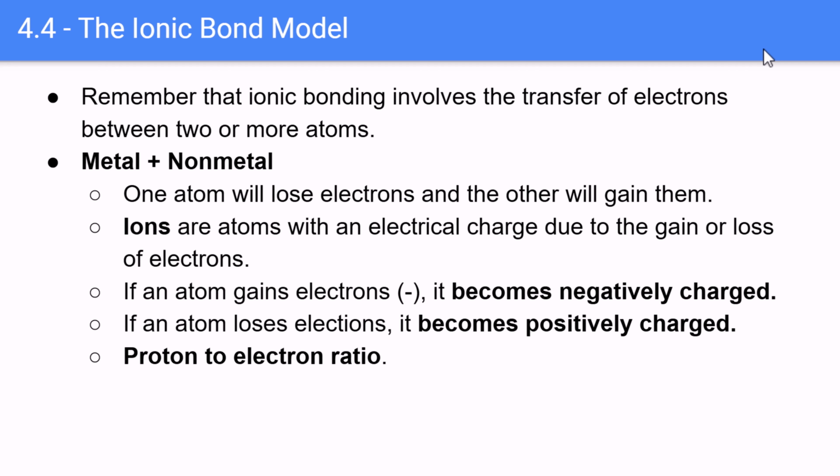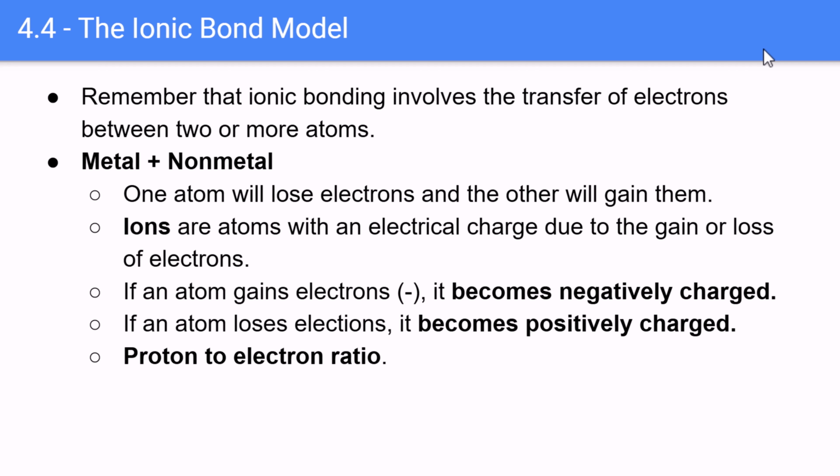So remember what happens with ionic bonding. It involves the transfer of electrons between 2 or more atoms, and this involves a metal and a nonmetal. So what this means is that when electrons are transferred from one material to another, something is going to lose electron or electrons, and something is going to gain an electron or electrons. Ions is the term that we use to describe atoms with an electrical charge due to a gain or loss of electrons. If an atom gains electrons, gains negative charges, it becomes negatively charged. If an atom loses electrons, it becomes positively charged.